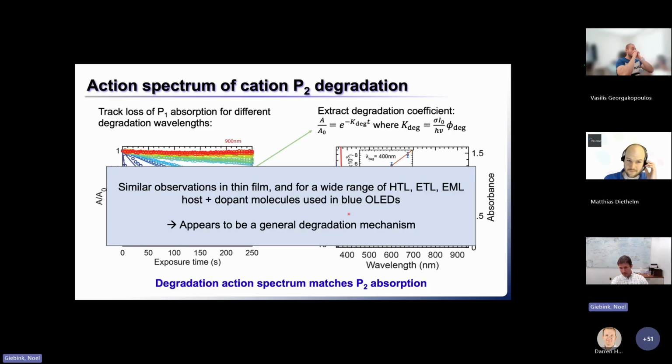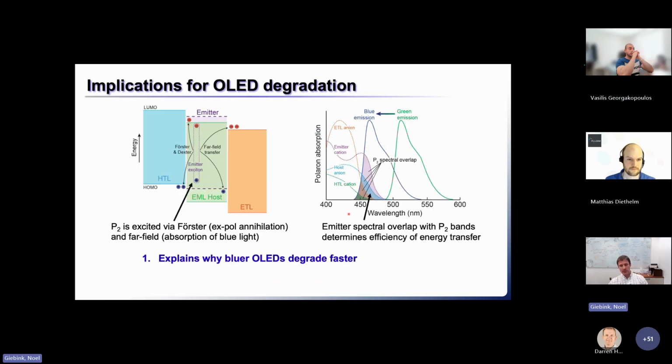This appears to be a general degradation mechanism. We see very specific degradation products come out of these reactions. And so it has kind of revised our picture of why blue OLEDs in particular are unstable. We look at all of the different molecules that we use in a blue OLED.